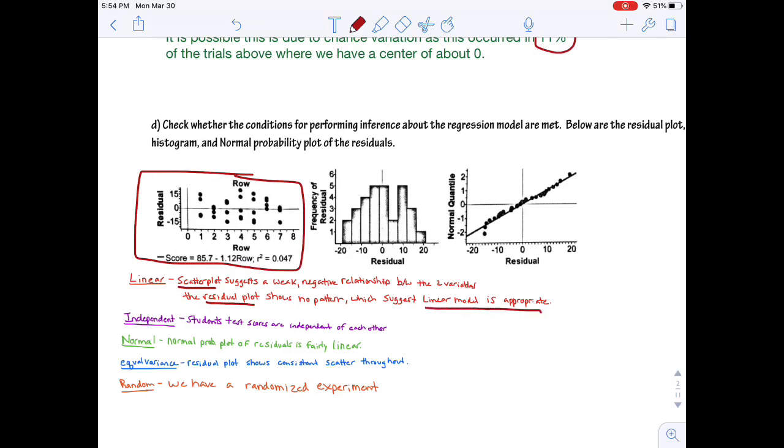And yes, there are 5 conditions. That's just number 1. So I guess a nice thing that we don't have this on the AP test now, because that's a lot more conditions to remember. Independent. Again, students' test scores are independent of each other.